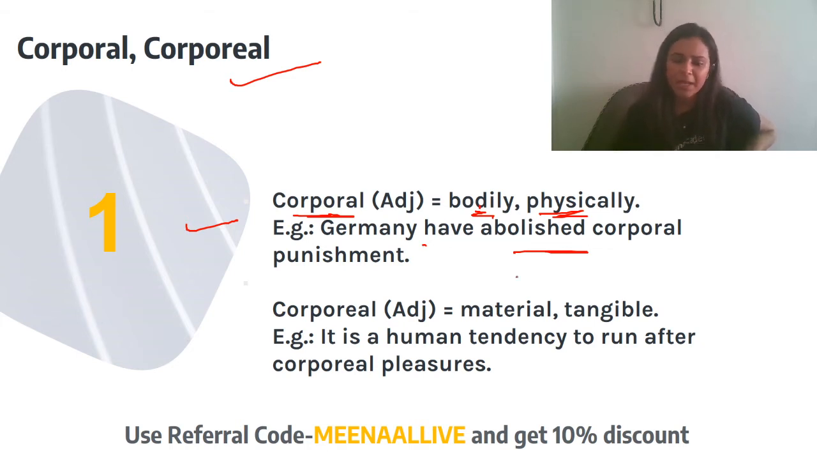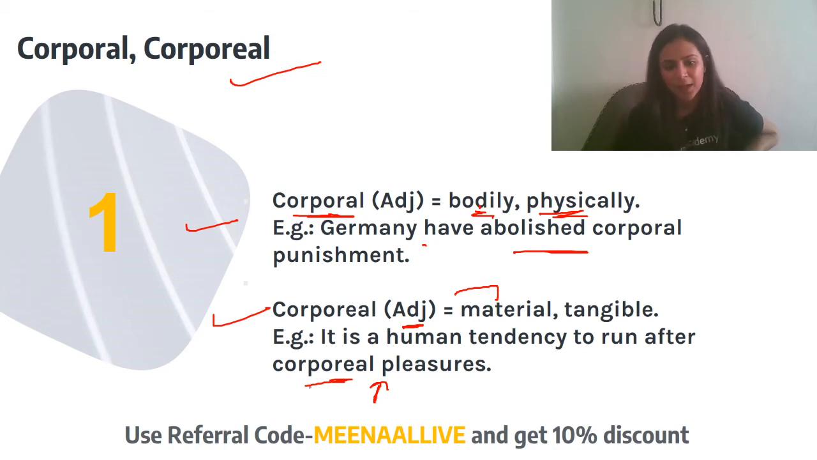Okay. Next one is corporeal. Now it is also similarly pronounced. Corporeal can have different meanings, but we are looking at the adjective part of it, which means something materialistic or tangible. Okay? We can use it in the context of people who really like materialistic things. In that context, I have made a sentence here, where I'm saying it is a human tendency to run after corporeal pleasures, right? To run after materialistic pleasures.